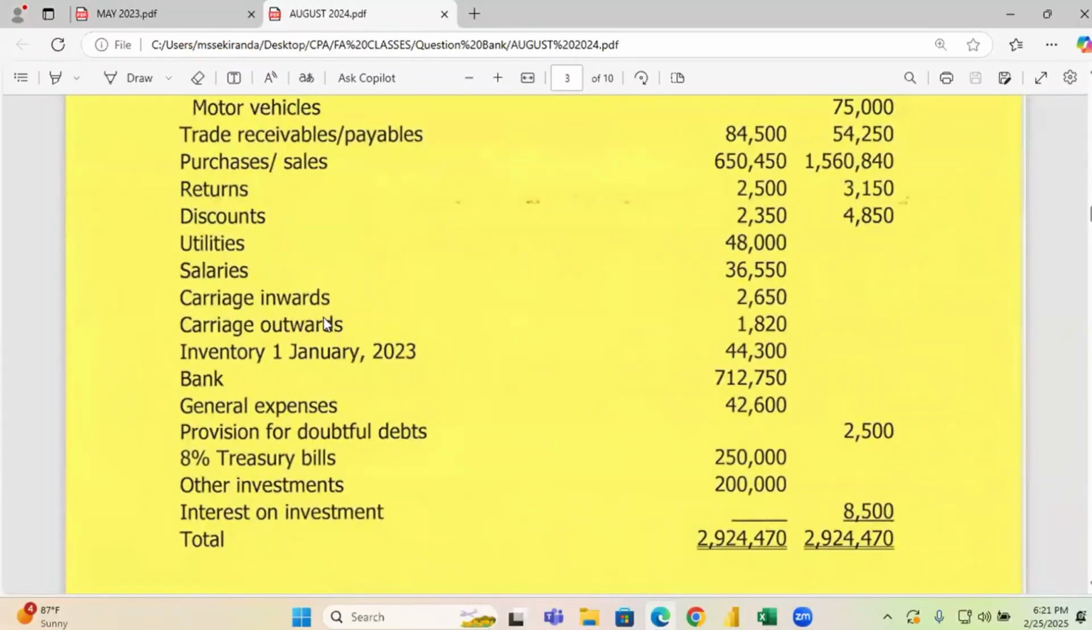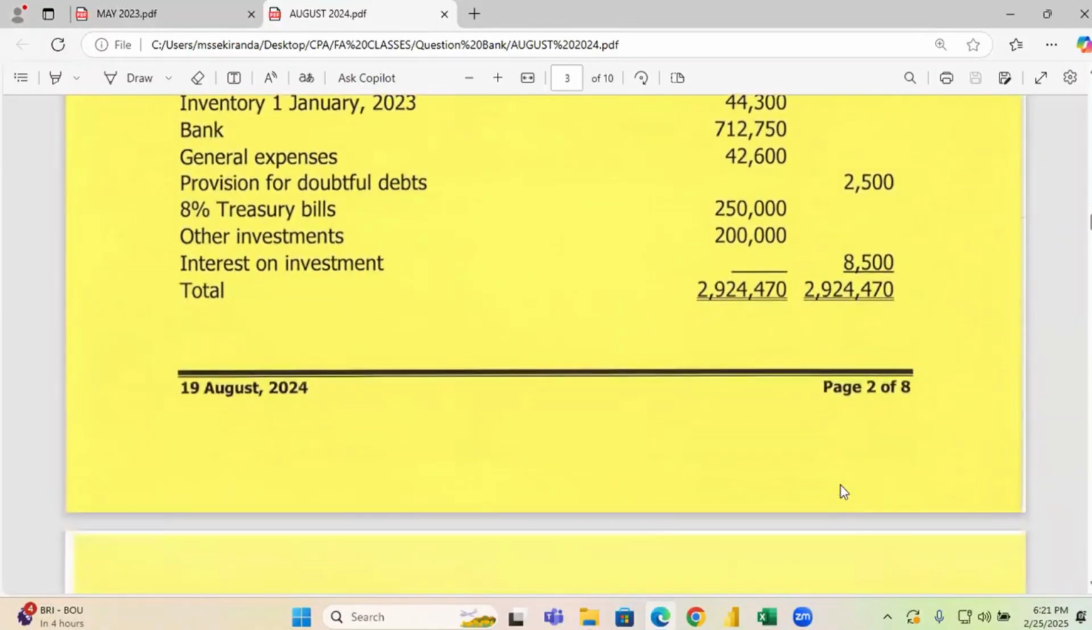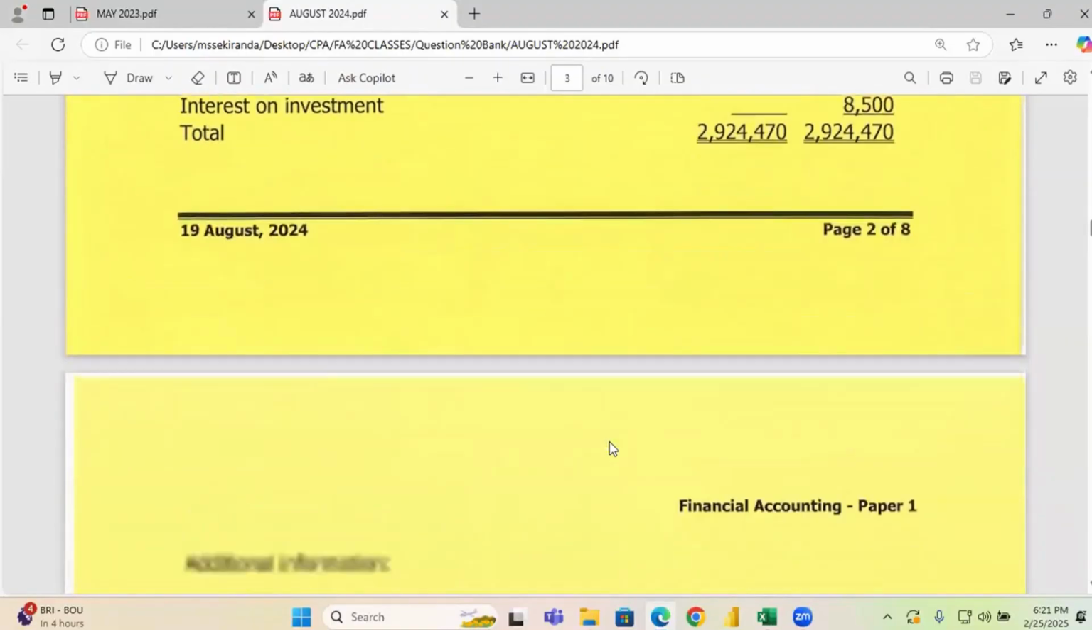That is the beginning inventory. We have bank, general expenses, provision for doubtful debt, 8% treasury bills, that is an asset, other investments, that is an asset, interest on investment, that is an income. Okay, so we have that trial balance with us.